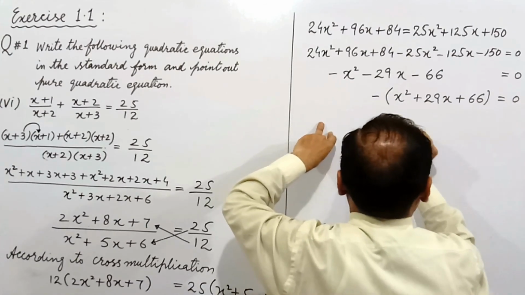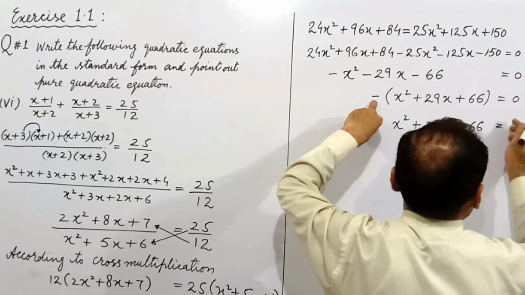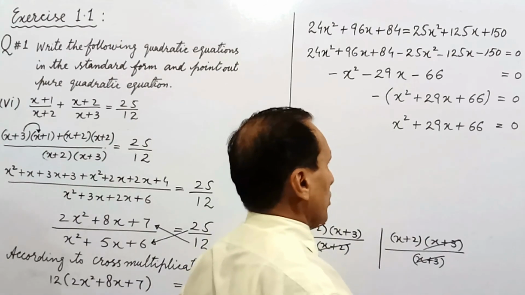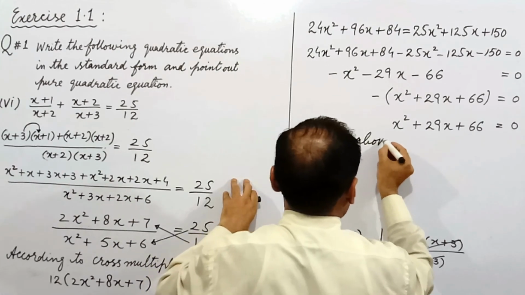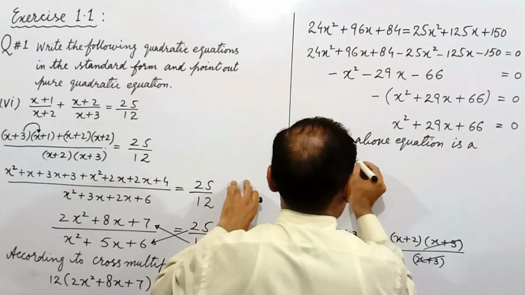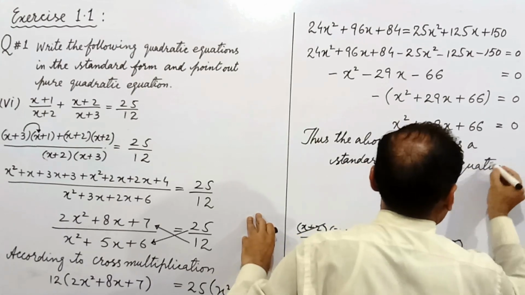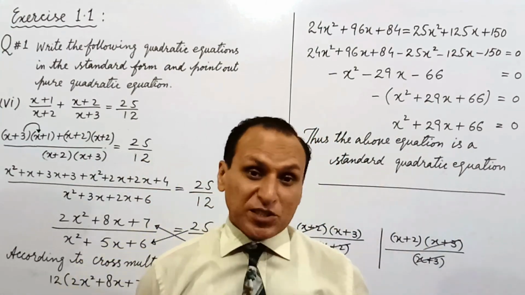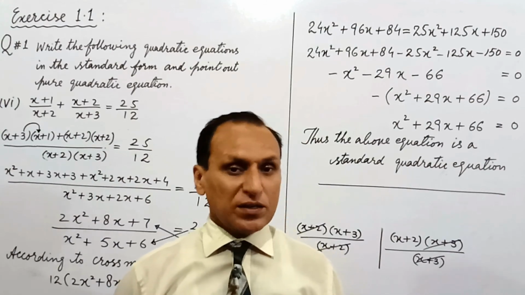Minus 1 is taken to the right hand side, becomes x square plus 29x plus 66. Minus 1 when taken to the right hand side, 0 divided by minus 1 will be 0. And now we have a standard quadratic equation on our hand. So thus the above equation is a standard quadratic equation. That's it for question number 1, in which we point out whether the given equations are pure quadratic equations or standard form of quadratic equations. Thank you.